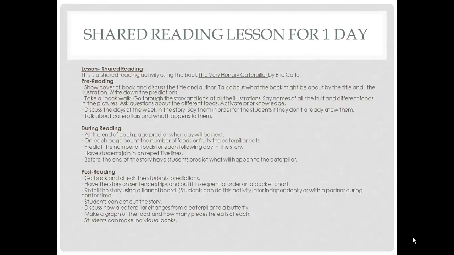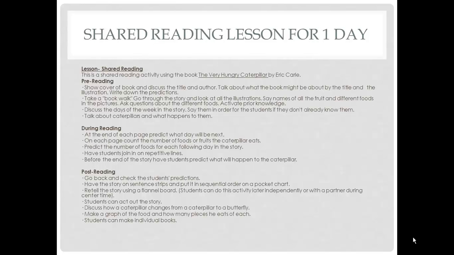Post-reading, go back and check the students' predictions. Have the story on sentence strips and put them in sequential order on a pocket chart. Retell the story using a flannel board. Students can do this activity later independently or with a partner during center time.